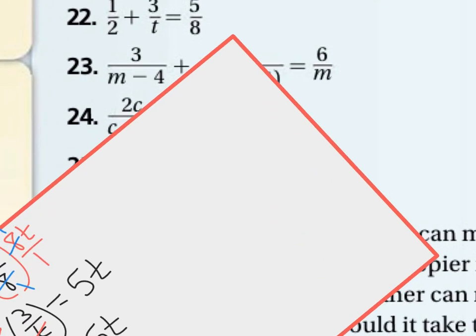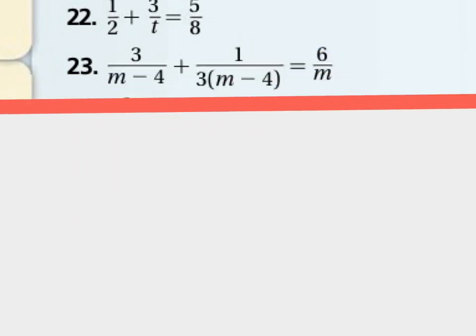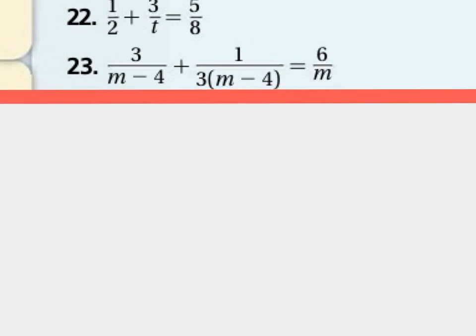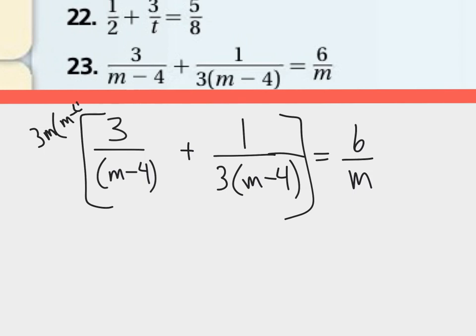Number 23, same idea. So we're going to try to get a common denominator here, or think about what it would be, and then we're going to multiply by that to clear this out. So we're going to need a 3, an m minus 4, and also an m. So I'm going to say let's multiply by 3m times m minus 4 on both sides.